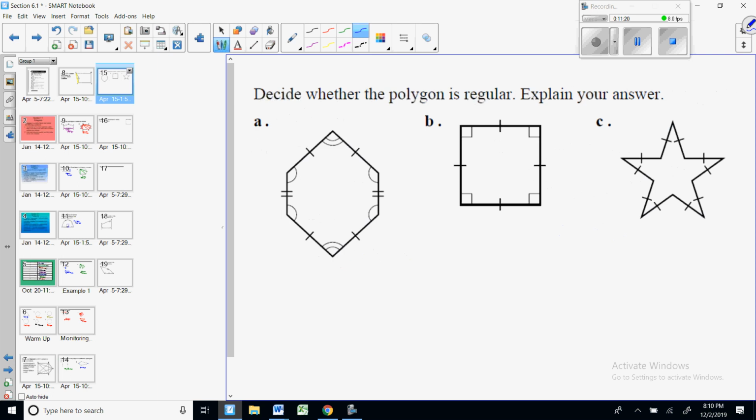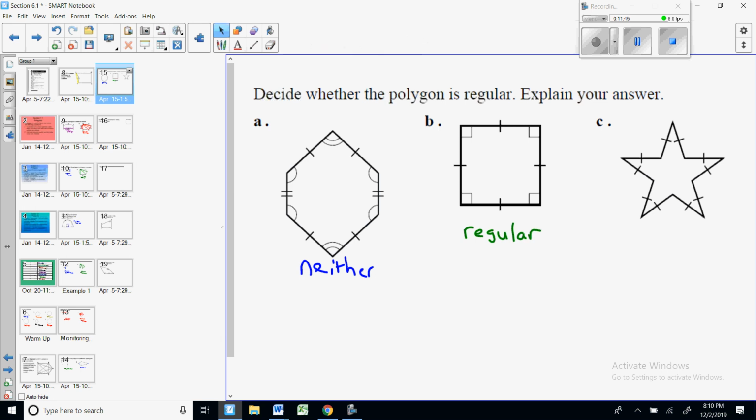What about letter A? Are all the sides marked off the same? Nope. Are all the angles? That's also no. So that's neither equilateral nor equiangular. What about letter B? Are all the sides marked off the same? Yes. Are all the angles the same? The answer to that one is yes also. So this is a regular figure.